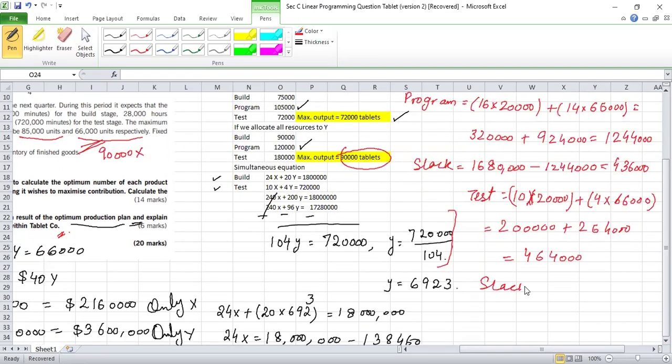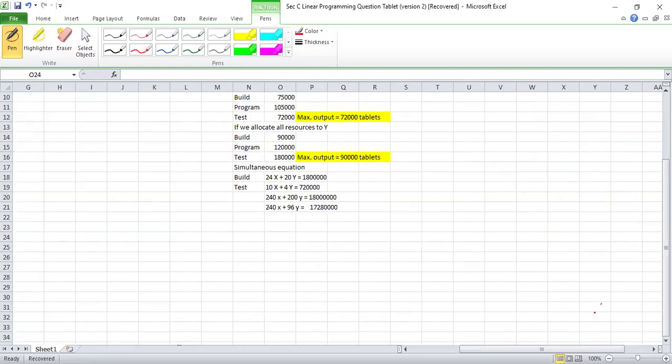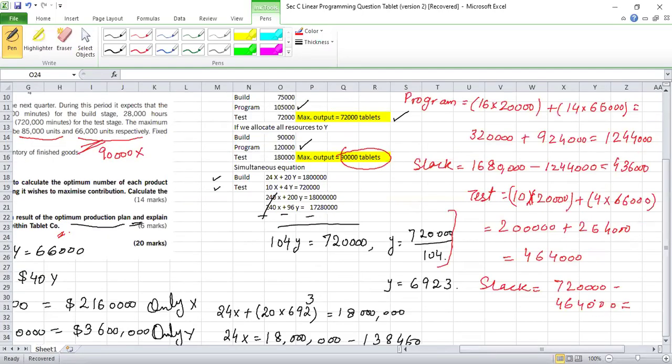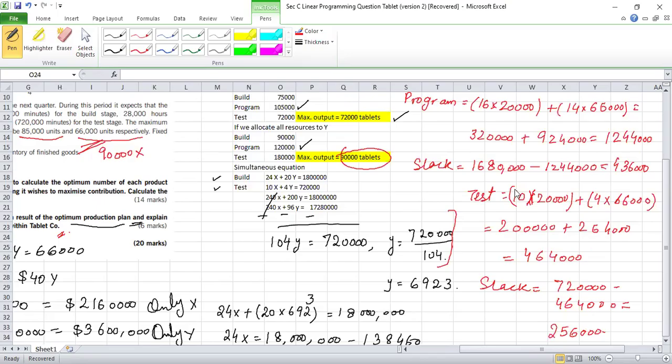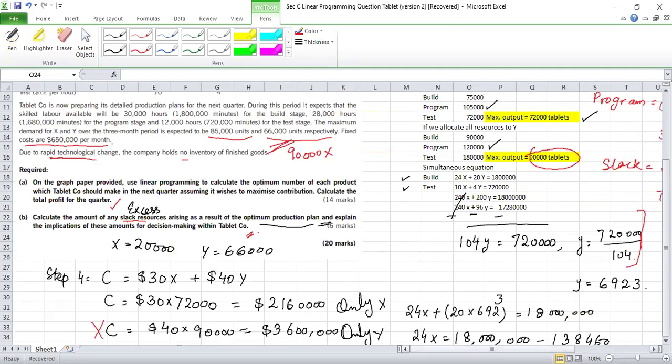So again we have slack or excess: 720,000 minus 464,000. It means we are not taking the benefit of our time completely. So we have slack of 256,000, although it is less than the program. So this is the concept of the slack. Anyone? Any question? Okay.